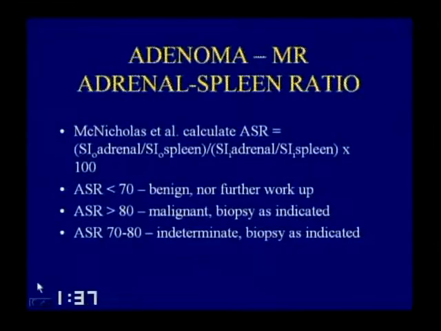The adrenal spleen ratio has been described by McNichols et al., and the reference is, I think, in your handout. If not, contact me and I can give it to you. But basically, they found a way to quantitate the adrenal signal loss as it relates to the internal standard of the spleen. If the adrenal spleen ratio is less than 70, this is indicative of a 70% loss of signal, and it's a benign lesion, no further workup required. If it's over 80, it's malignant, you can biopsy it, and if it's in between, it's indeterminate, and you decide clinically whether or not you should biopsy now or watch it.